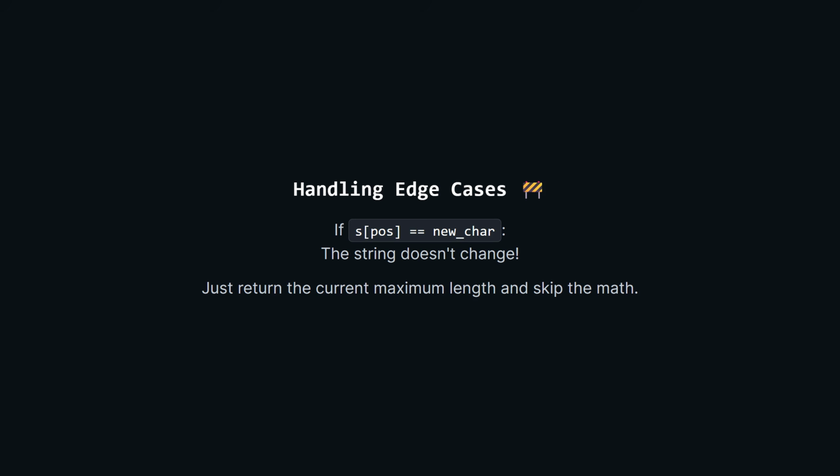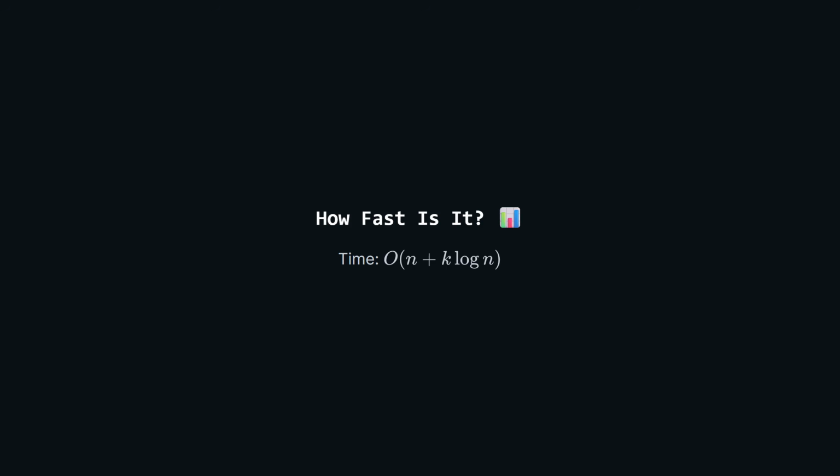For both approaches, the time complexity is order n plus k log n, where n is the length of the string to build the initial state, and k is the number of queries, each taking log n time to process. The space complexity is order n. Our segment tree arrays, or our ordered set lists, will scale proportionally to the size of the initial string.